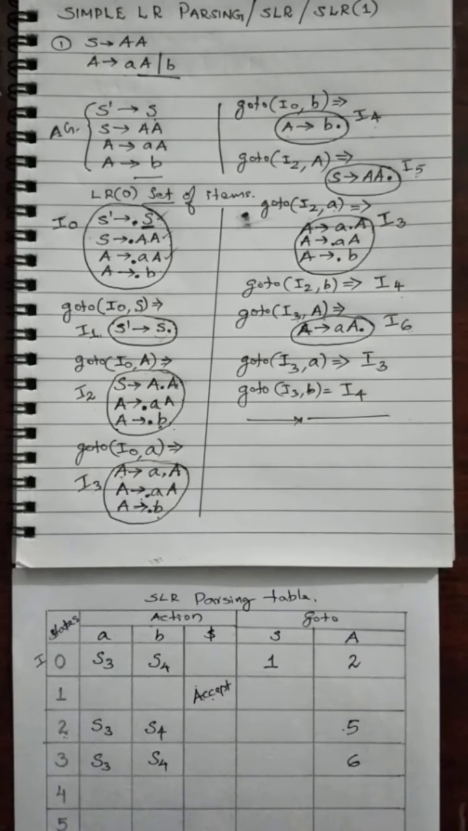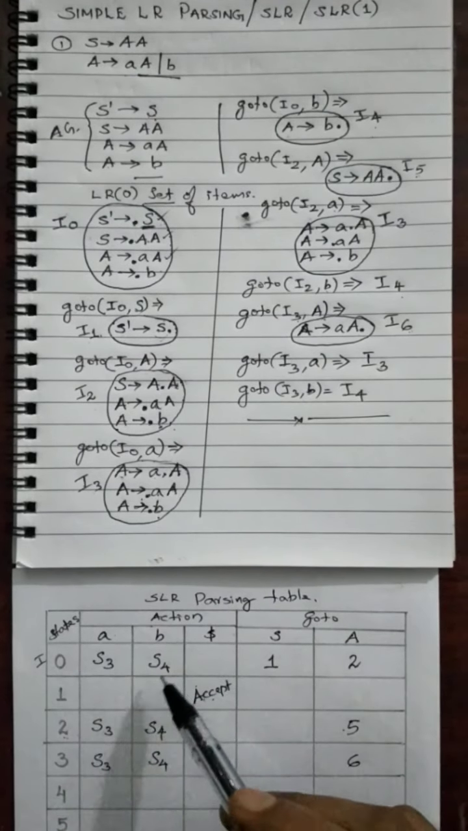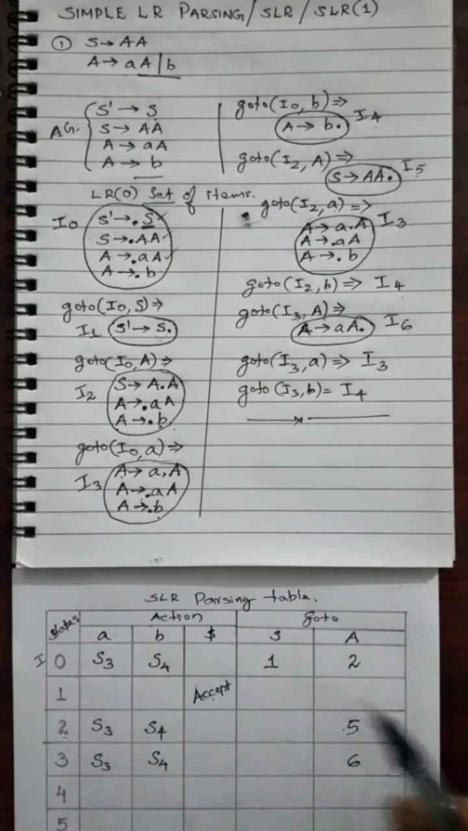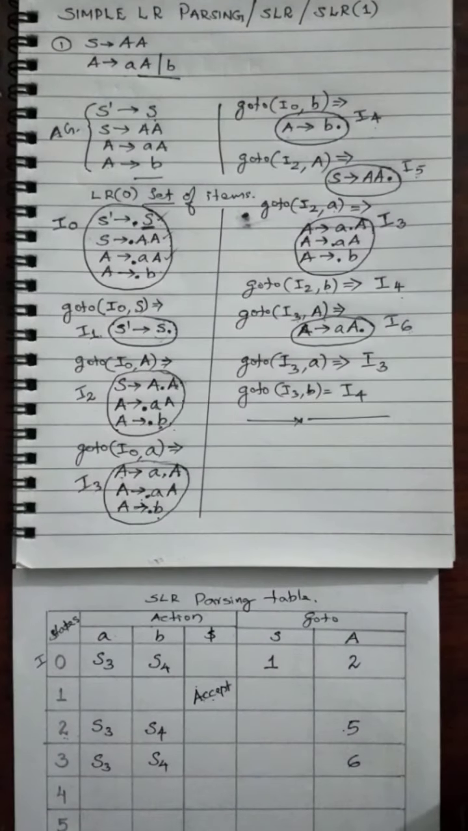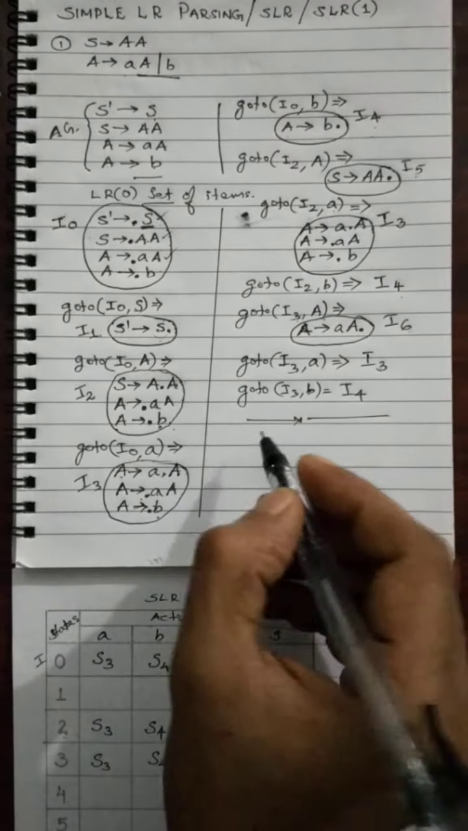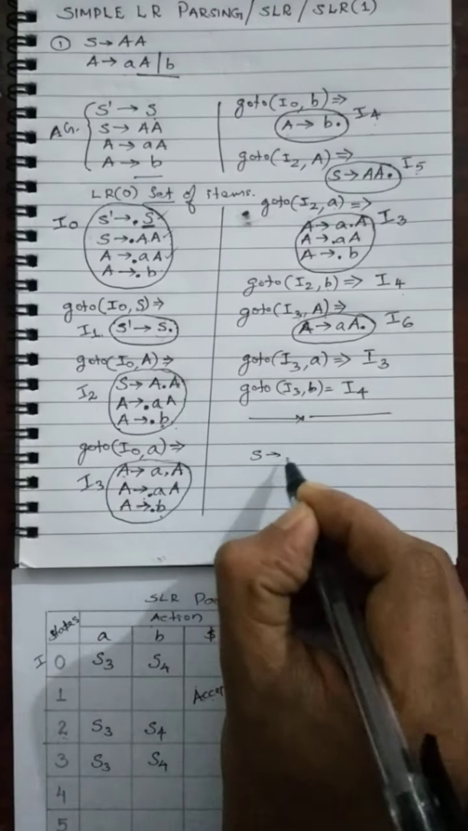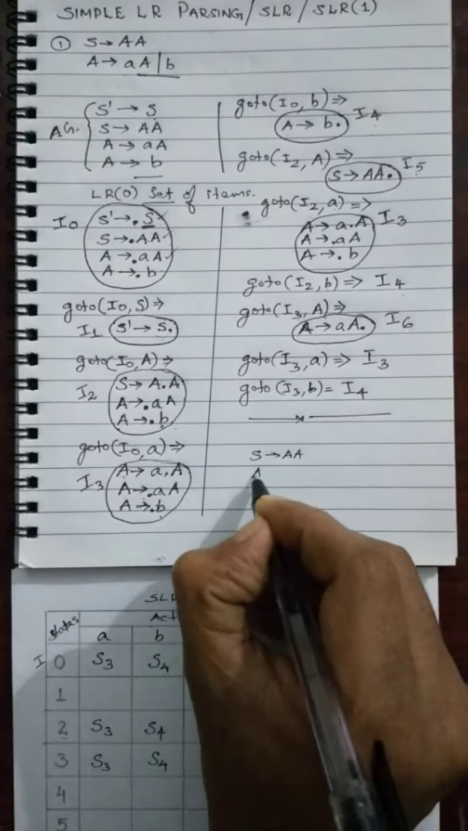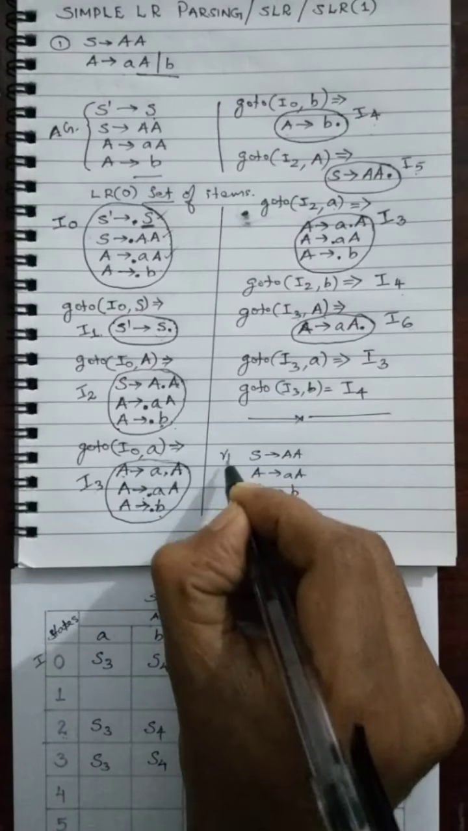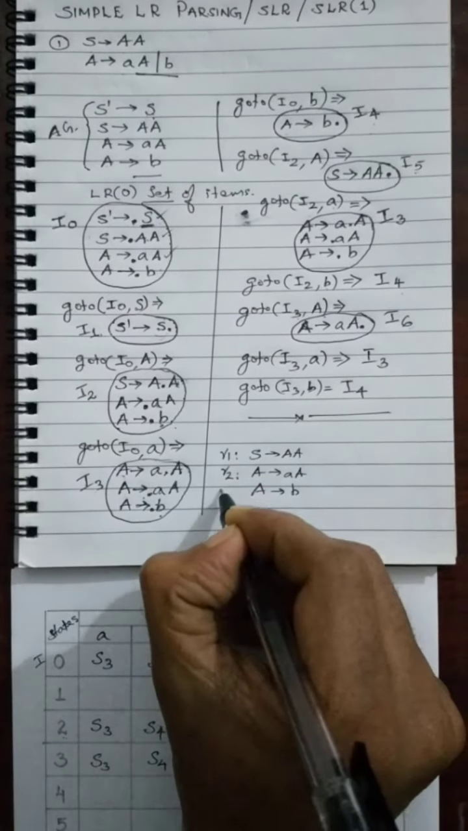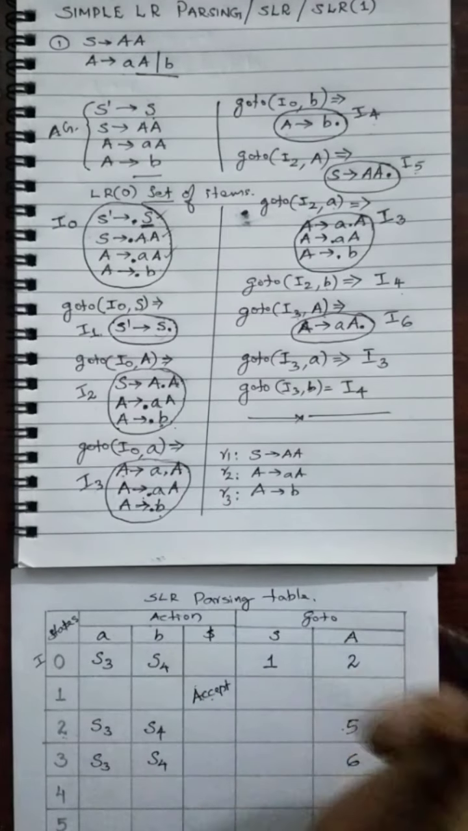Fine. Now this table is incomplete. Why? Because we have mentioned only shift operations. We didn't mention the reduce operations. So how to mark reduce operations? In order to mark reduce operations, initially you should name the given productions. The given productions are S producing A, A producing small a, and capital A producing small b. I am naming them R1, R2, R3 in the same given order.